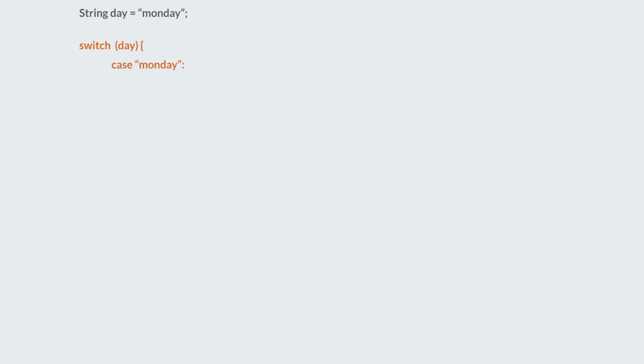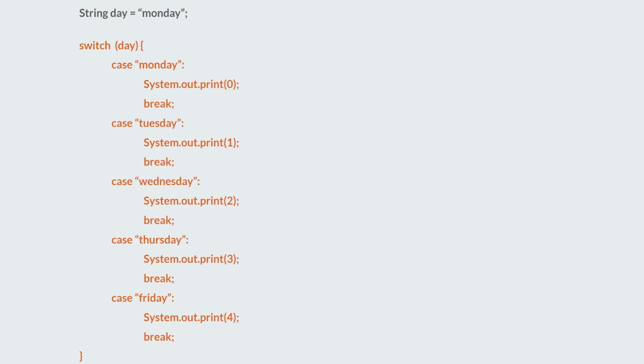So now we say case Monday and then System.out.print 0 because it's the 0th day of the week. And after that, we're going to do the same case for every other day of the week. And after that, we're going to end up printing out 0 since our variable does actually store Monday, so we're going to print out the code that's stored in the Monday case.